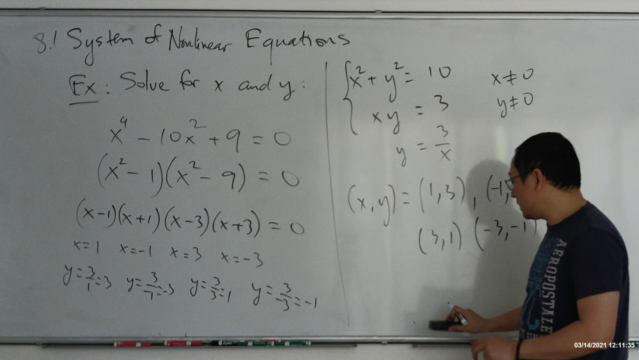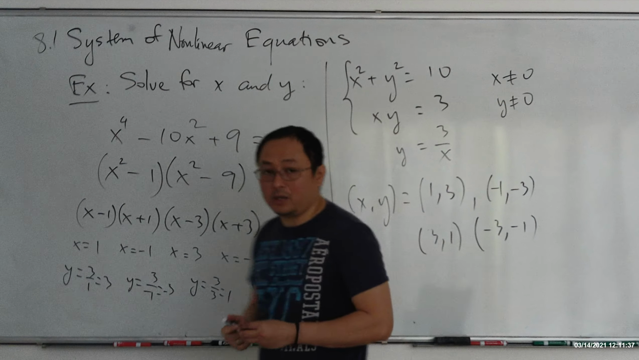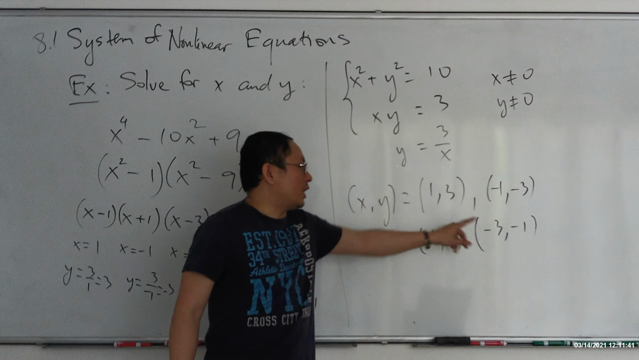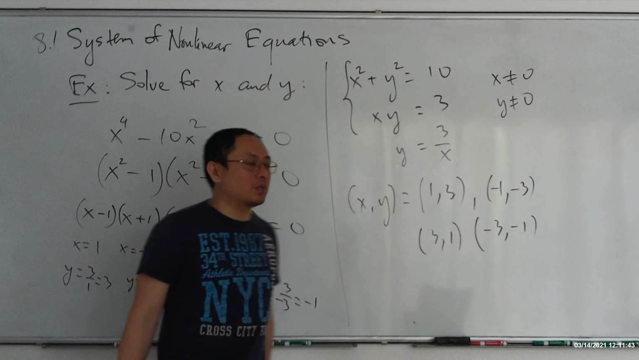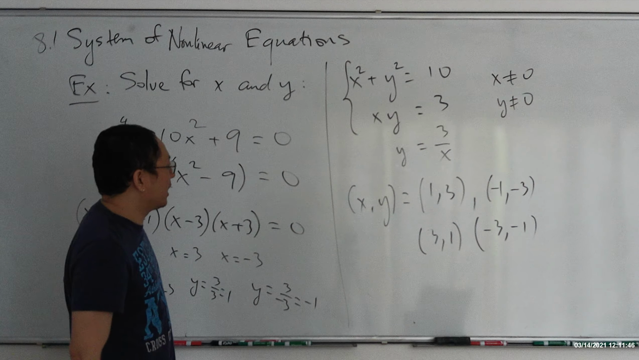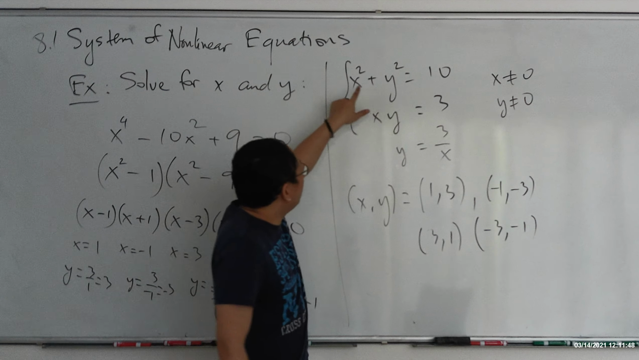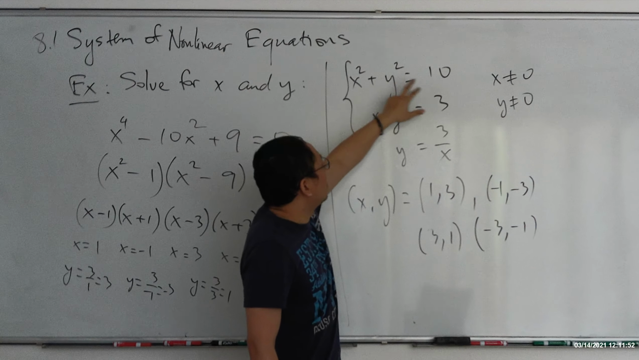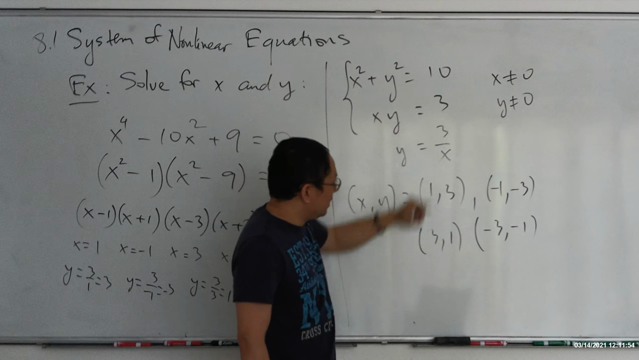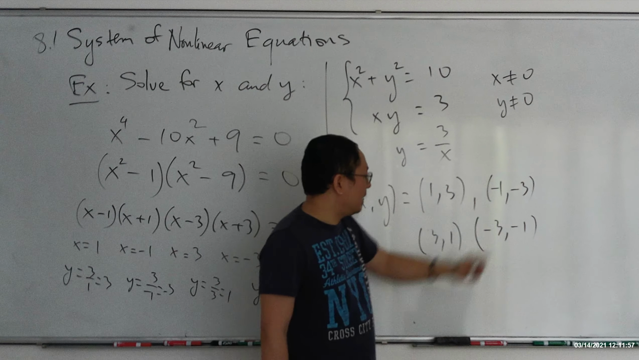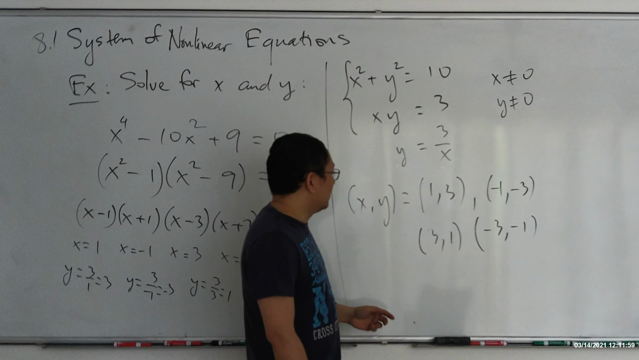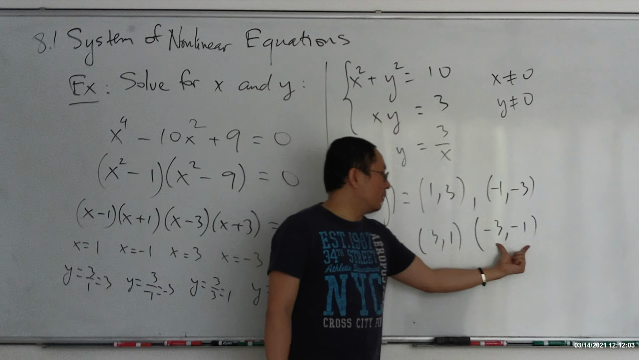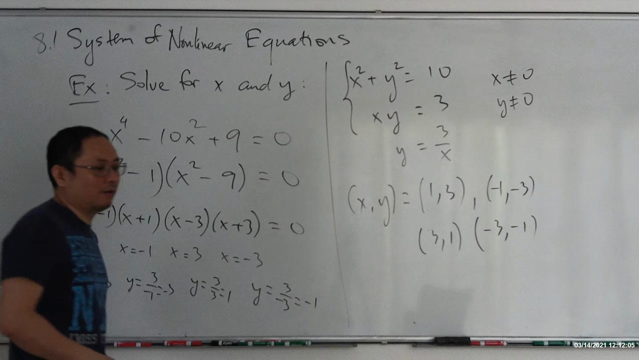Keep in mind that this is not the end of the story yet. You are about 80% done with the problem. The last step is to check to see if any of those solutions really work. For (1, 3): 1 squared is 1, 3 squared is 9, so 1 plus 9 equals 10, yes. 1 times 3 is 3, yes. And it's symmetrical, so (negative 1, negative 3) works. As I said, x and y are symmetrical, so (3, 1) also works, and (negative 3, negative 1) works. So all 4 solutions work.